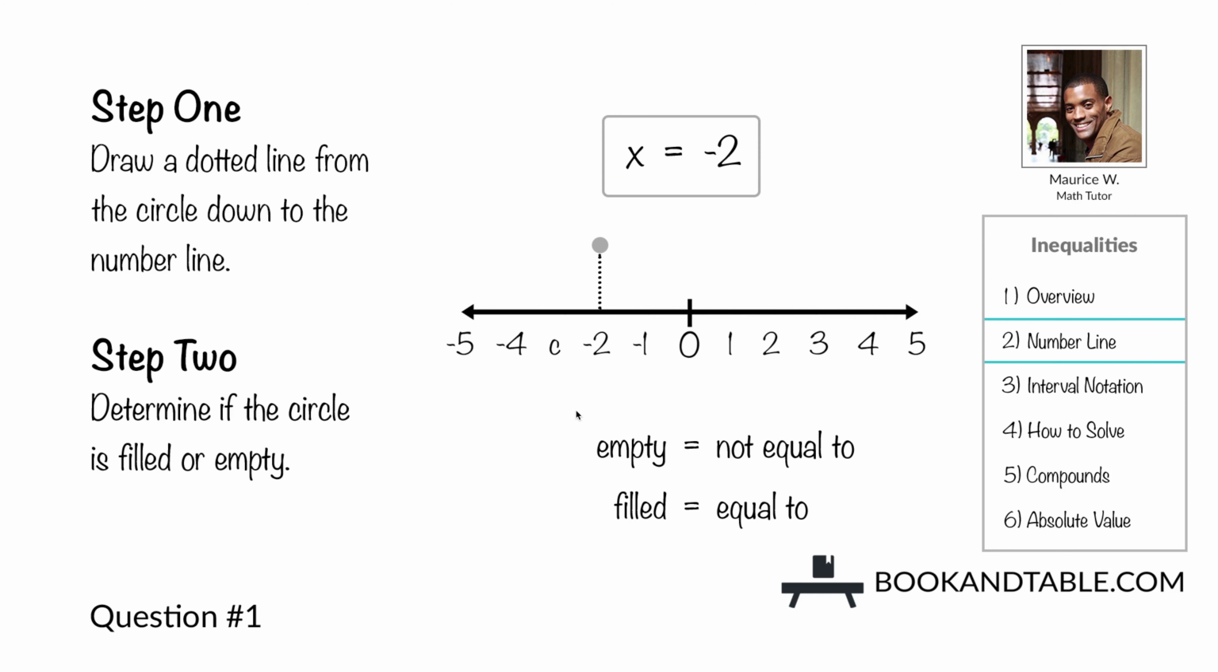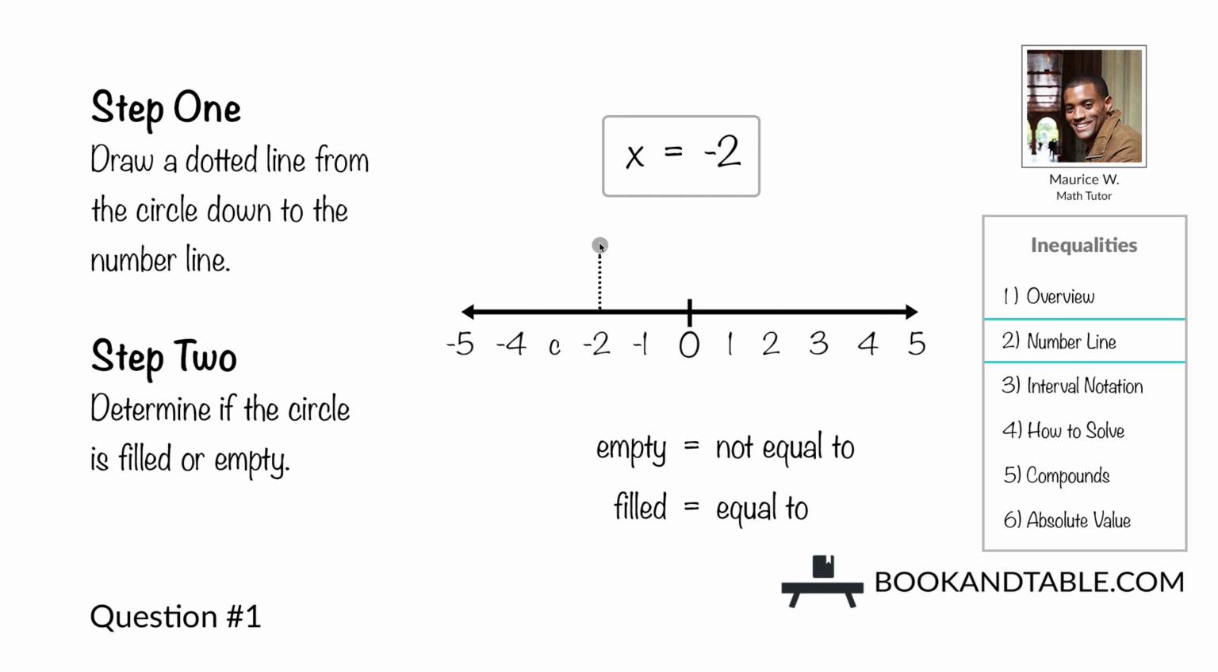Okay, so for question number 1, we had a filled circle above -2 on our number line. If you're given the number line and you need to write the expression for it, the first thing you want to do is draw a dotted line from the circle down to the number line. This way you can establish what the value is at that circle. You then want to determine if the circle was filled or empty, and we see that it's filled.